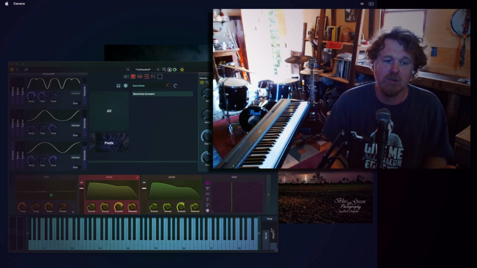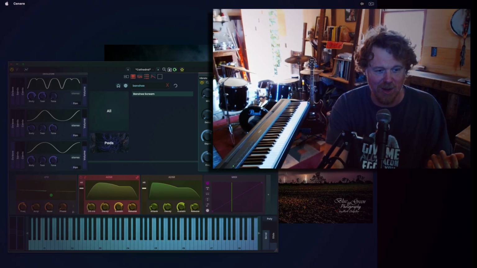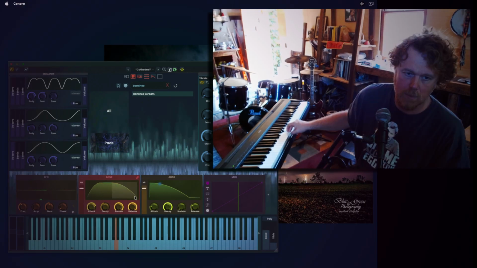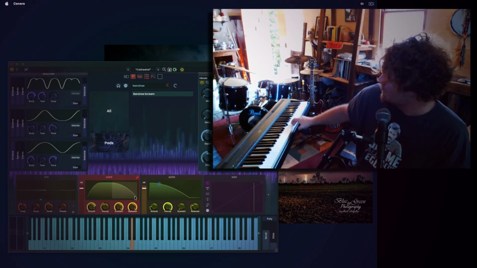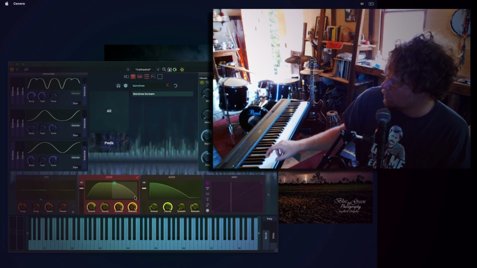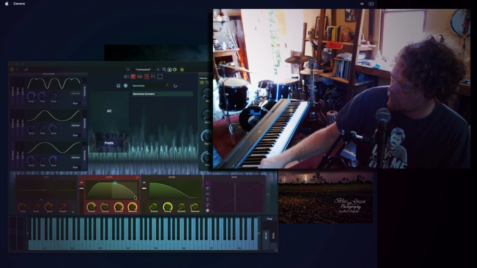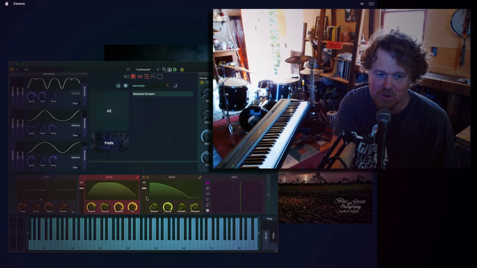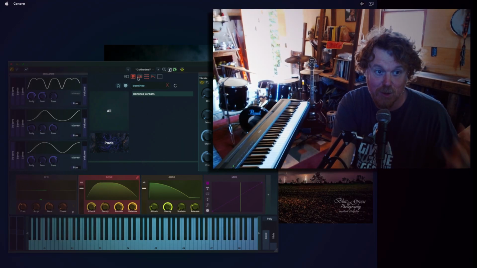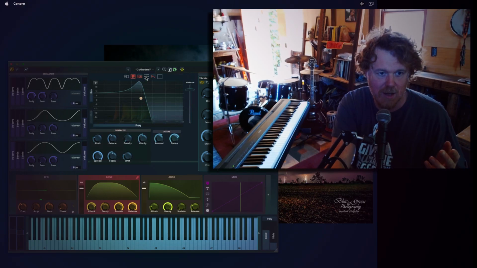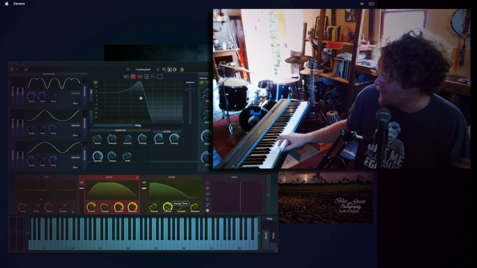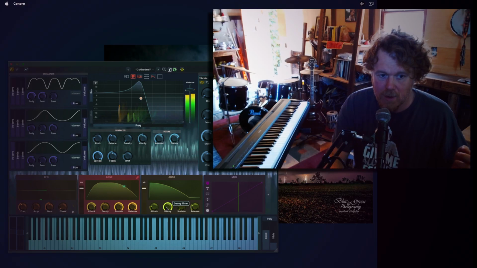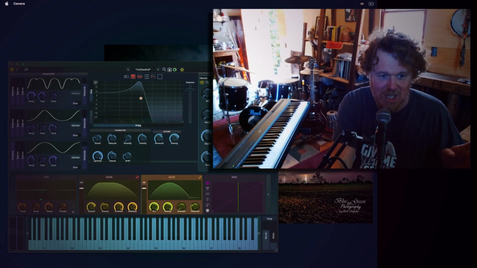Okay, now let's look at a pad, right? Which is to say a really long attack, a really long release. In this case, what's really nice is that the filter is re-triggering really quickly, right? So the filter jumps high on every new note. So what if we change the attack of the filter to be really long too, and the release to be really long?